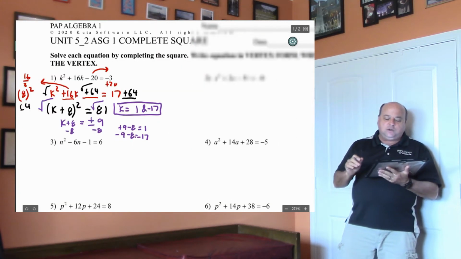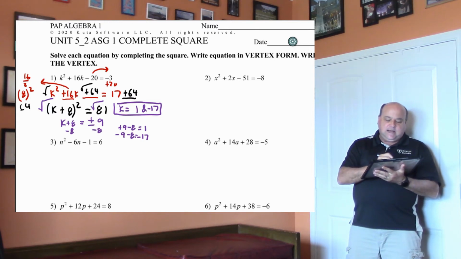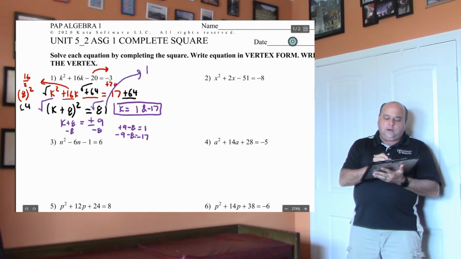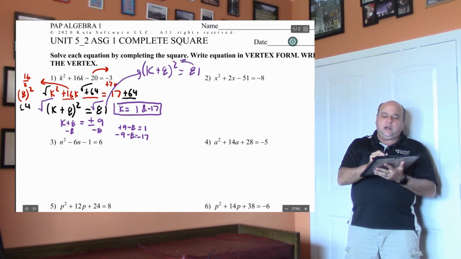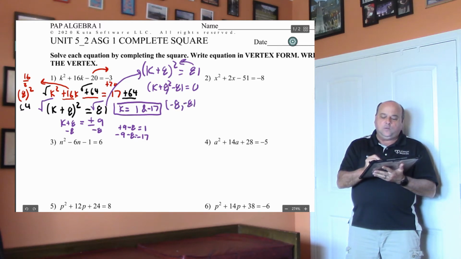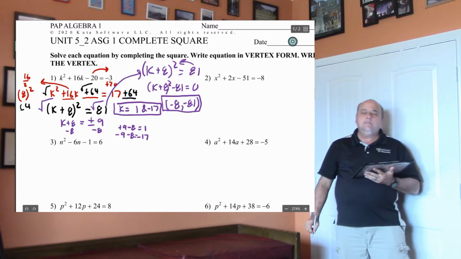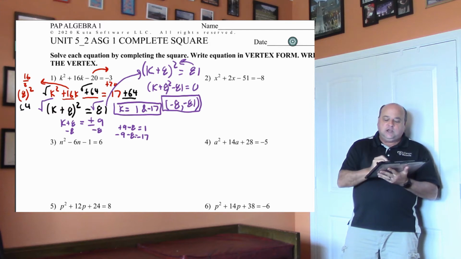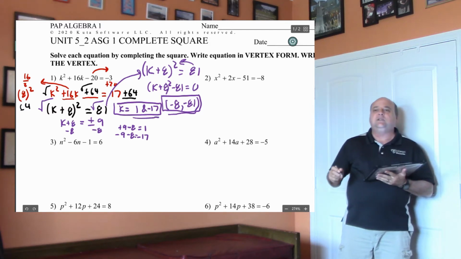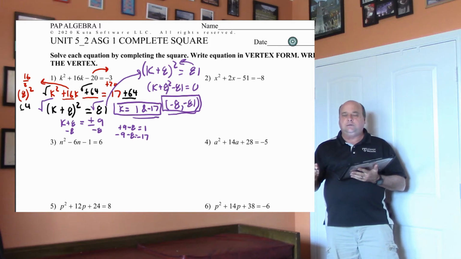Now then, the next thing I want you to do is to take this equation right here and write it over here. K plus 8 squared equals 81. Move the 81 to the left. I'm going to get k plus 8 squared minus 81 equals 0. The vertex would be negative 8 comma negative 81. Okay? So when you complete the square, you can get the vertex form of the equation. So I know that this is my vertex and these are my zeros. I can easily graph that equation, okay?